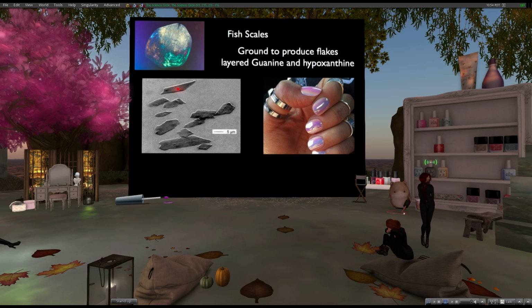And by the way, look at this nail polish. This had extremely small flakes, so you don't see the individual reflections, but on the whole, this nail polish looks very much like an abalone shell. So that means they've got the flakes really fine and really layered. It's totally amazing what they're doing.